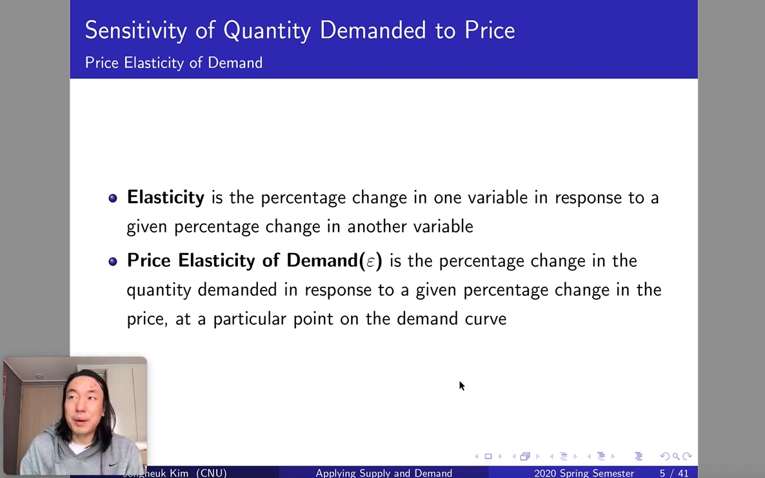There are very many types of elasticity in the market, but we can start with the basic elasticity. The elasticity is the percentage change in one variable in response to a given percentage change in another variable. Simple, right? So now we can define the basic elasticity, which is called the price elasticity of demand. We can call it with the epsilon, the green number.